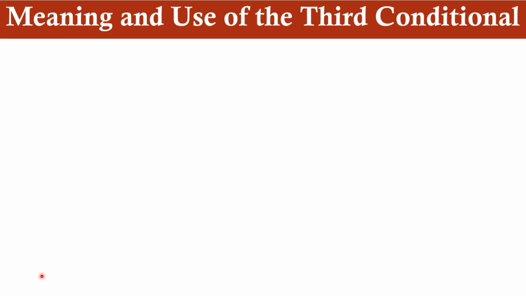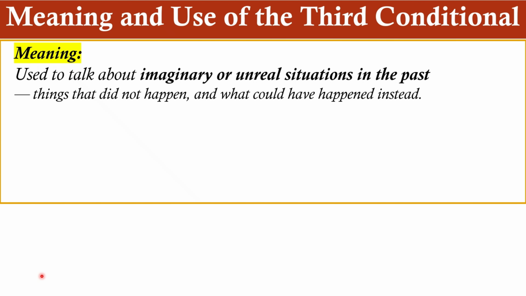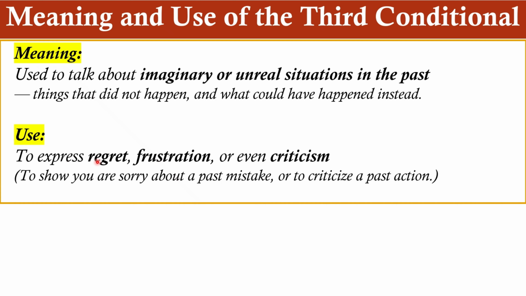Now let's look at the meaning and use of the third conditional in real situations. We use this structure to talk about imaginary or unreal situations in the past, things that didn't happen and their imagined results. That is, what could have happened instead. It's often used to express regret, frustration, or even criticism, to show you're sorry about a past mistake or to comment on something that went wrong.